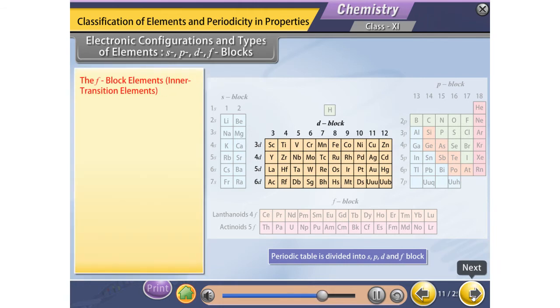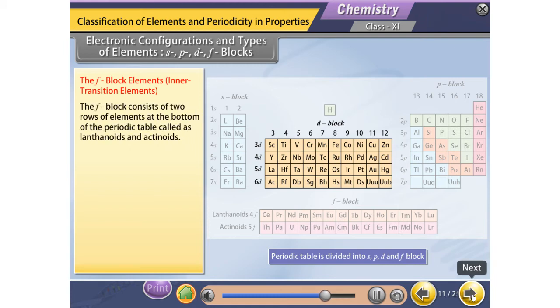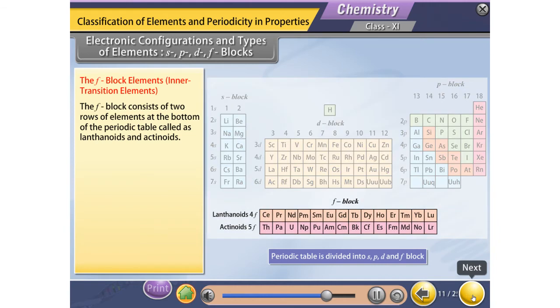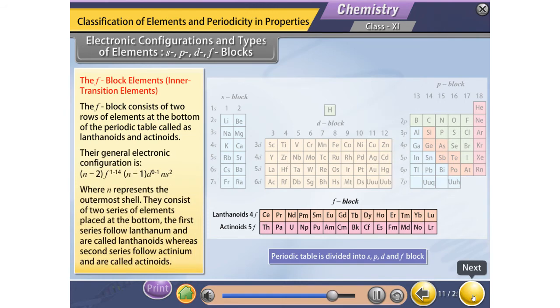The F block elements. Inner transition elements. The F block consists of two rows of elements at the bottom of the periodic table called as lanthanoids and actinoids. Their general electronic configuration is (n-2)f1-14 (n-1)d0-1 ns2, where n represents the outermost shell. They consist of two series of elements placed at the bottom. The first series follow lanthanum and are called lanthanoids, whereas second series follow actinium and are called actinoids.